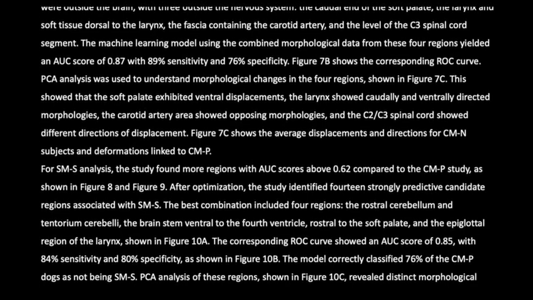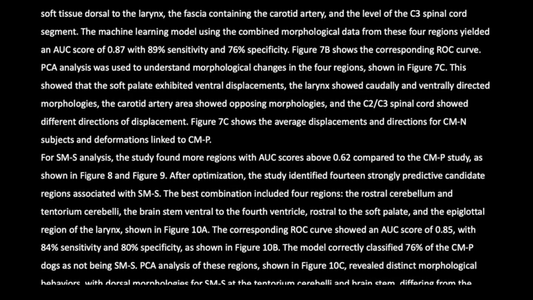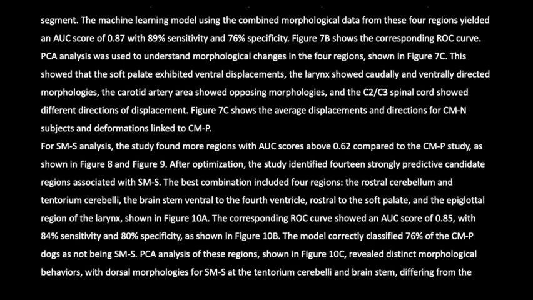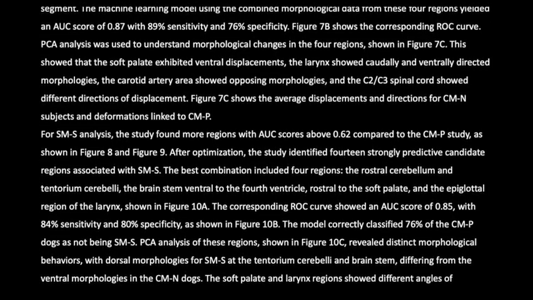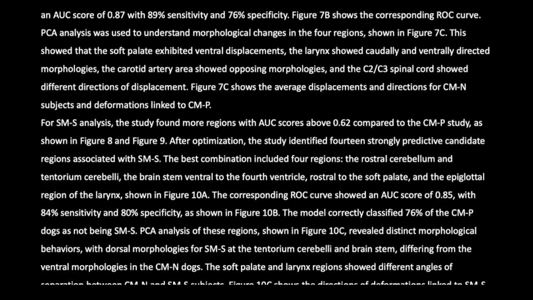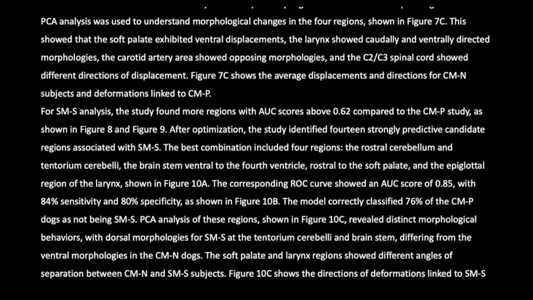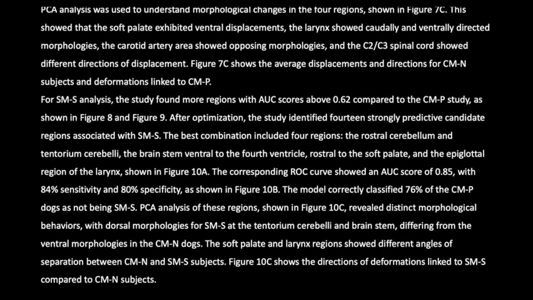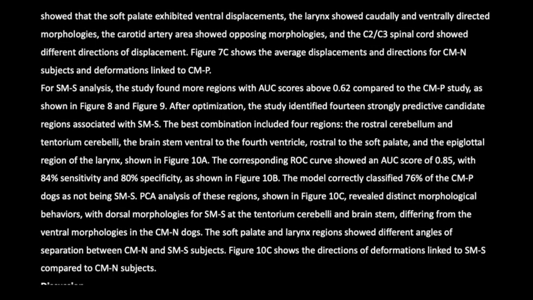For SMS analysis, the study found more regions with AUC scores above 0.62 compared to the CMP study, as shown in Figure 8 and Figure 9. After optimization, the study identified 14 strongly predictive candidate regions associated with SMS. The best combination included 4 regions: the rostral cerebellum and tentorium cerebelli, the brain stem ventral to the fourth ventricle, rostral to the soft palate, and the epiglottal region of the larynx, shown in Figure 10a.